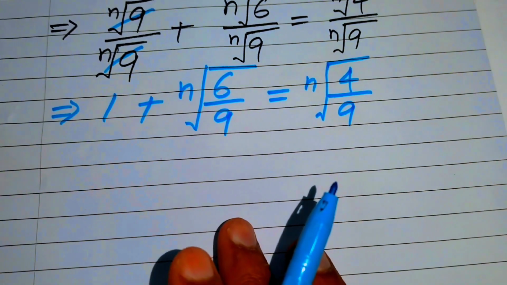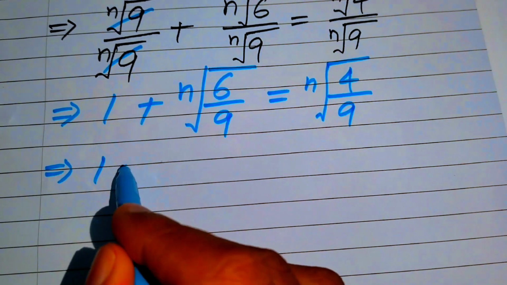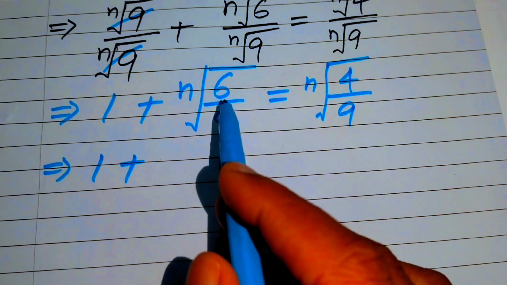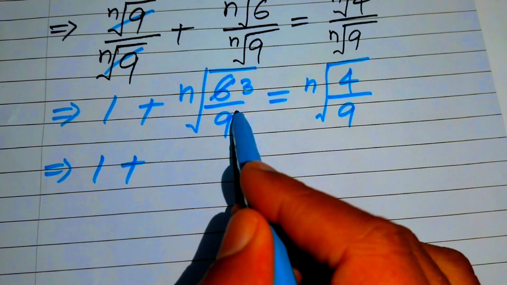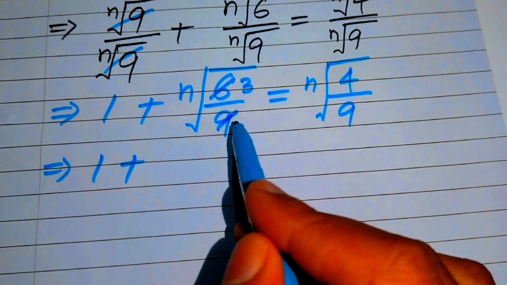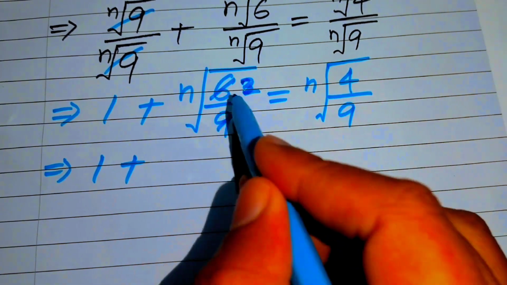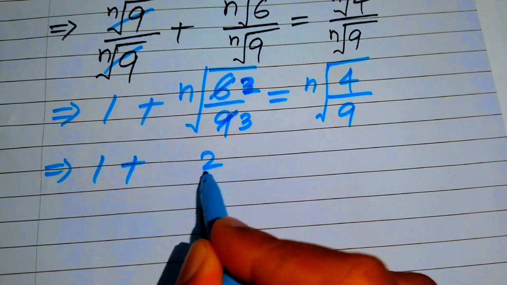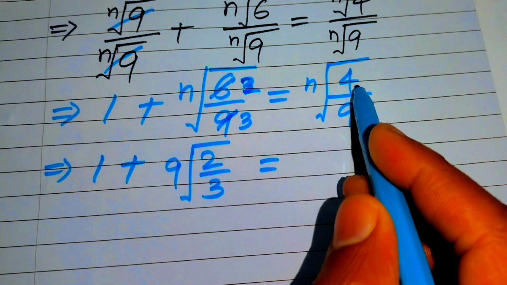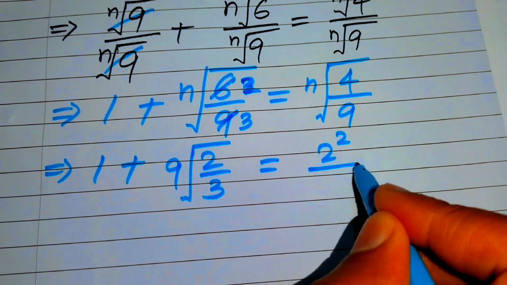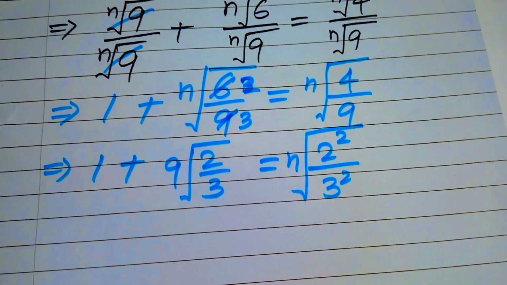And now we can write this equation in simplified form. We cancel 6 and 9 by the table of 3, so 3 twos are 6 and 3 threes are 9, and we get 2 over 3 and its nth root equals, we write this 4 as 2 square and 9 as 3 square, and its nth root.